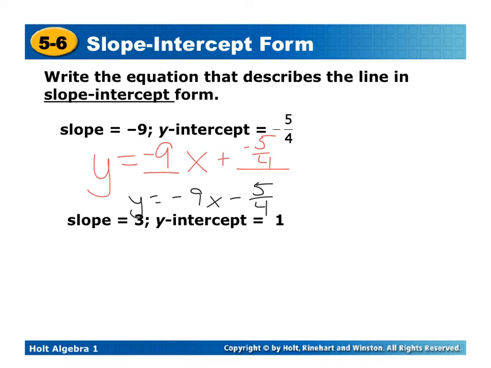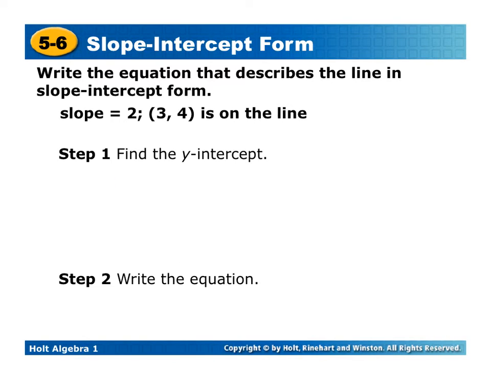So why don't you go ahead and pause the video and try this next one out on your own. Here, same thing, we're going to have y equals our slope, which is 3, times x, plus our y-intercept, which is 1.